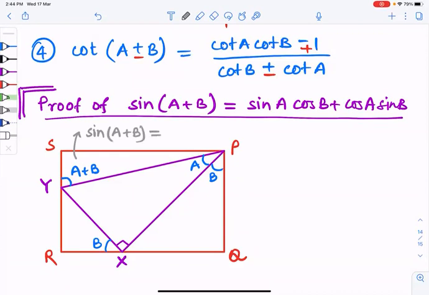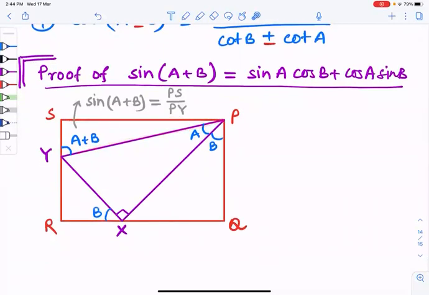What is the formula for sine? Altitude by hypotenuse. So that will be PS by PY. I am getting that directly from the diagram. Because there is a triangle whose one of the angle is A plus B. The sine of A plus B is altitude by hypotenuse. That's all.